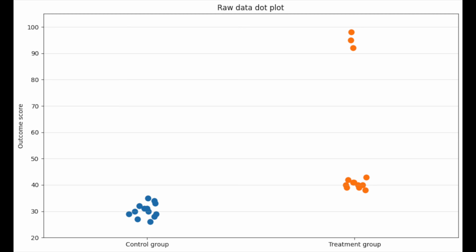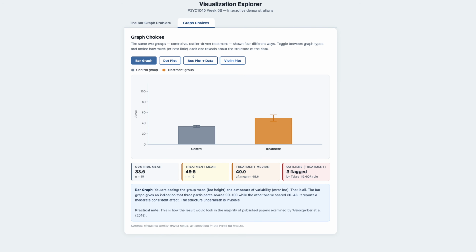What does the dot plot reveal that the bar graph didn't? The dot plot shows that the apparent treatment effect is driven primarily by 3 very high-scoring participants. Without those 3, the treatment group mean would sit much closer to the control group, close enough that the significant difference might disappear. The bar graph reported the mean of a mixed distribution as though it represented a consistent effect. The dot plot makes the structure of the data visible and raises a question the bar graph didn't allow. Are those 3 outliers genuine treatment responders or anomalies? The bar graph cannot ask that question. The dot plot makes it unavoidable.